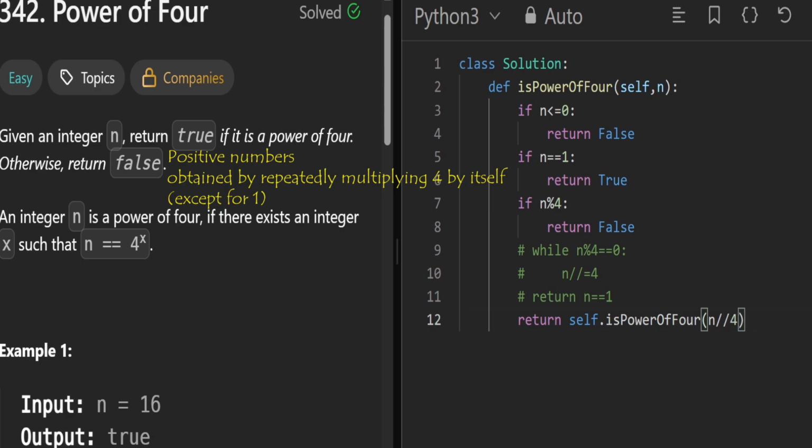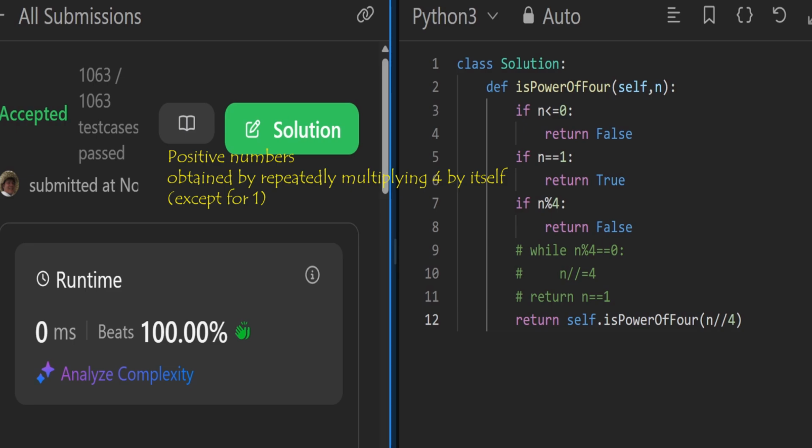There it is, recursion in action, following the power of 4 definition to the letter. Submitting time. Boom! Accepted. Perfect. The time complexity is still O(log n), same as the iterative version. The difference is recursion adds O(log n) space overhead for the function call stack. Still, thinking recursively is a great exercise for coding skills.